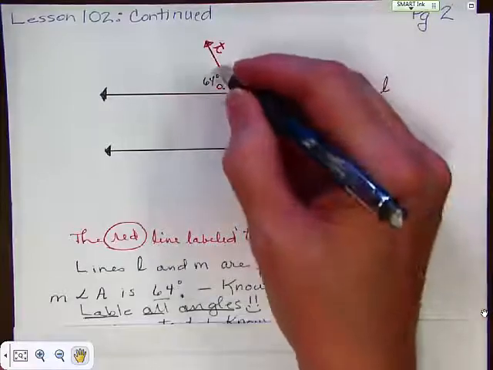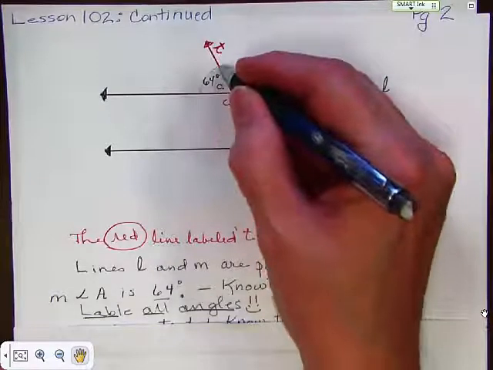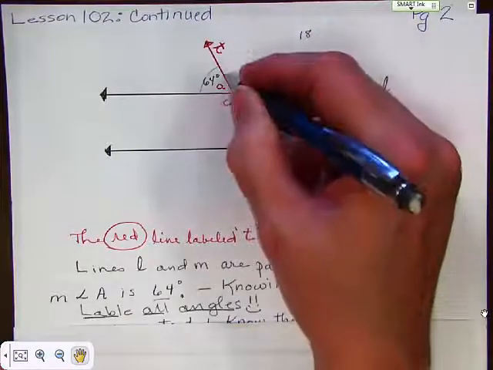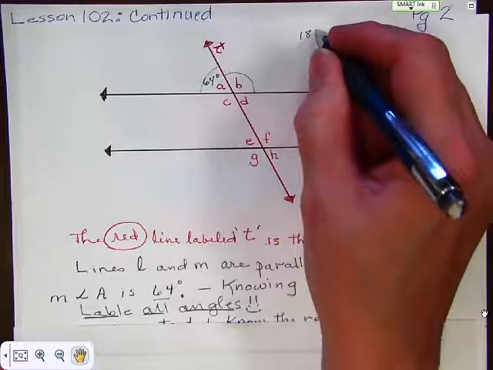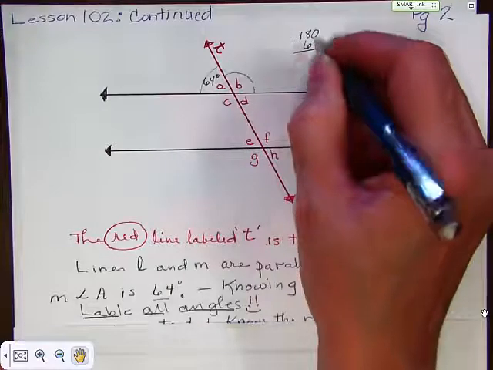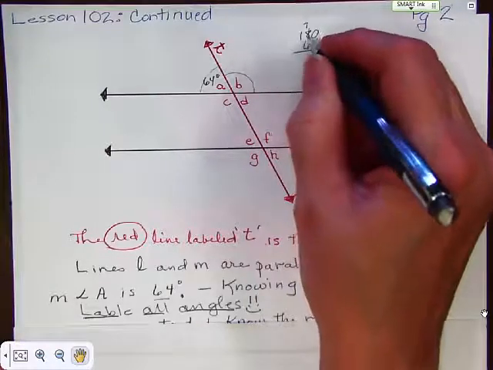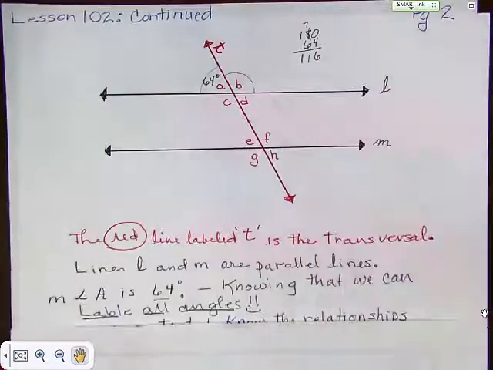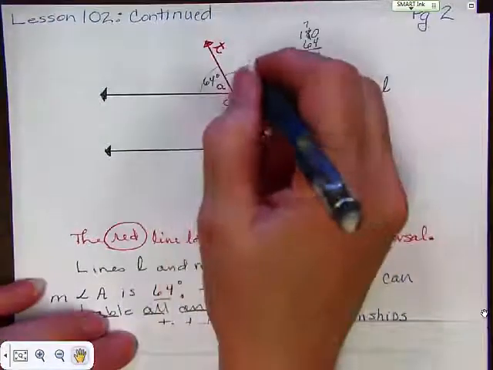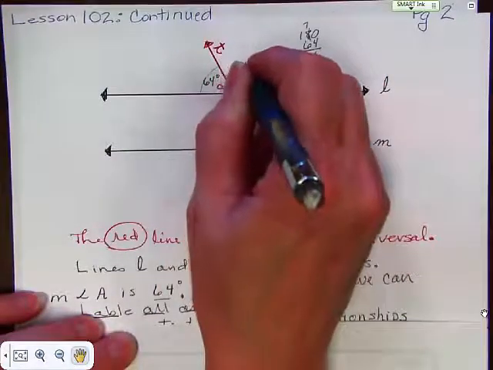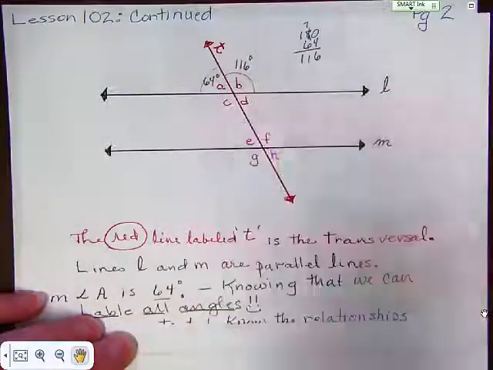So if this angle here is 64, then to figure out what this angle is, we're going to take 180 and subtract 64. So let's do that. Okay, so now we know that this angle here is 116 degrees.